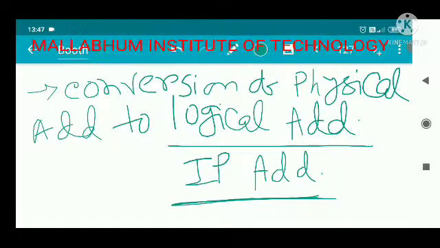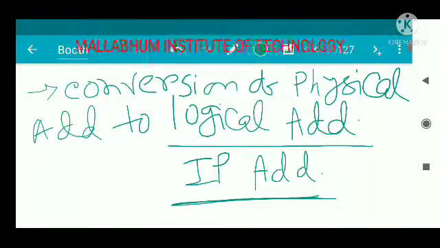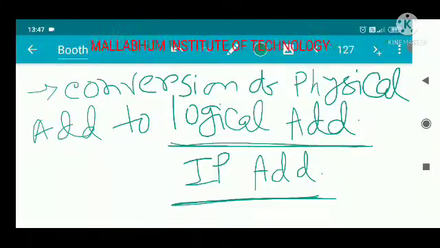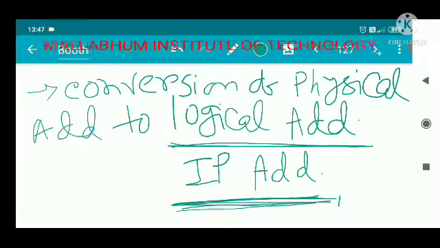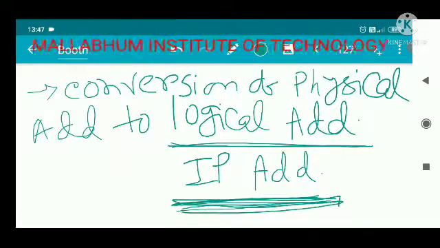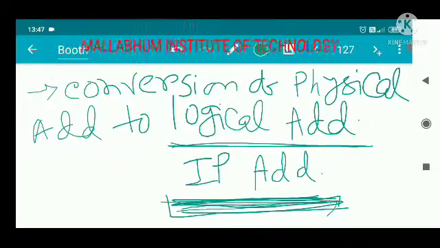In the case of the logical address, every machine has a particular IP address or logical address, so that it can be identified easily in a network. So that is the second function.